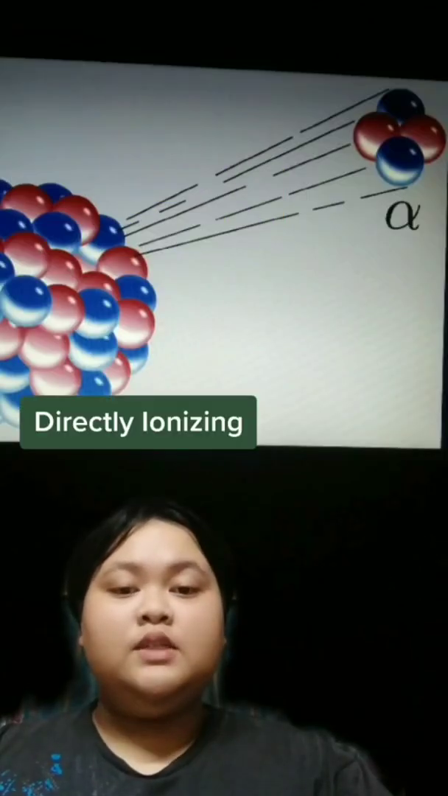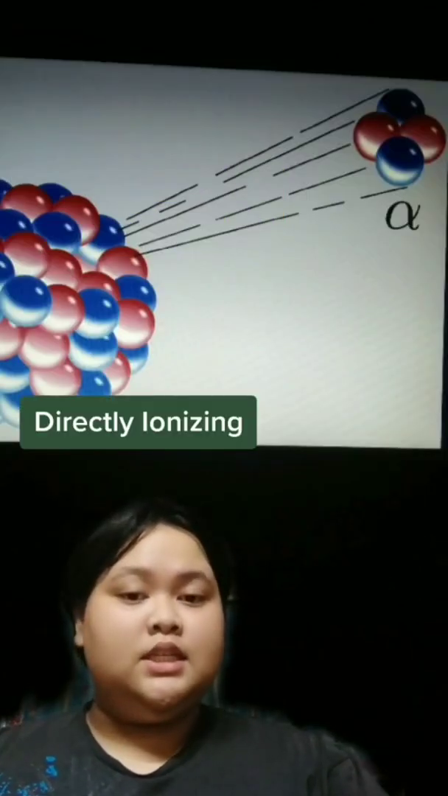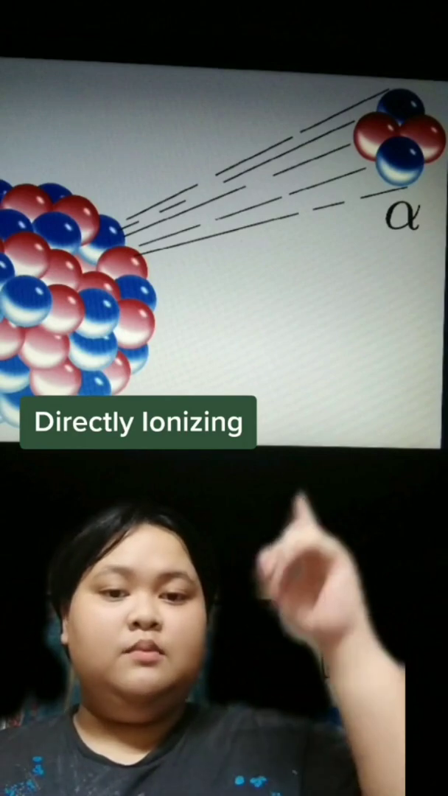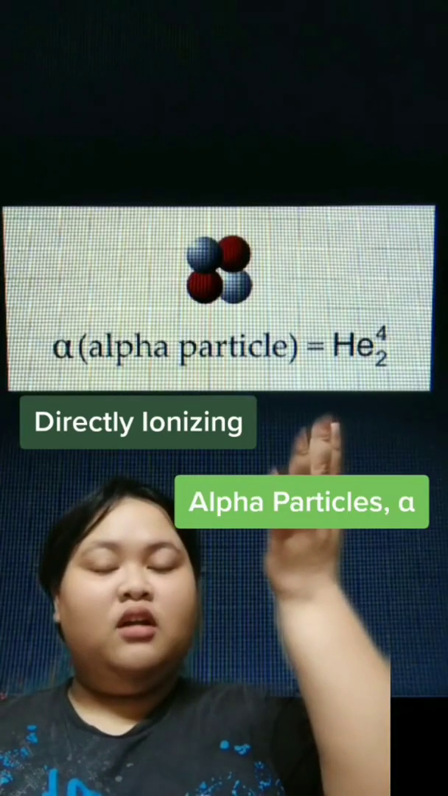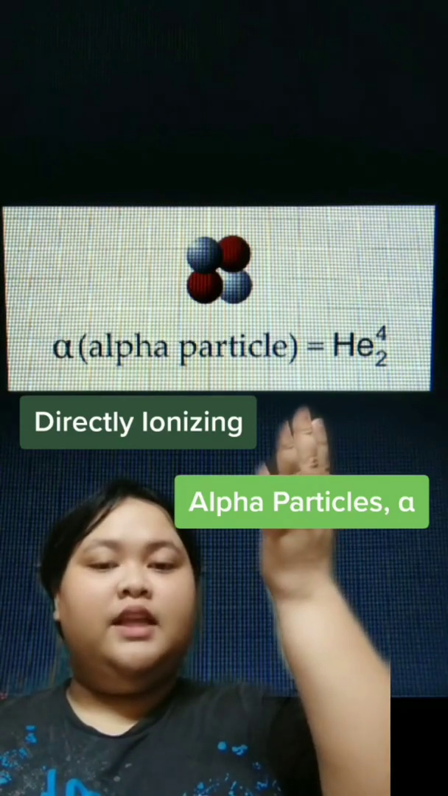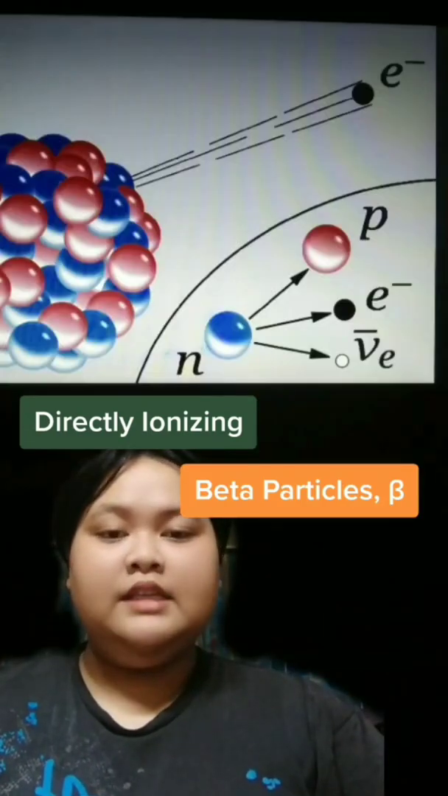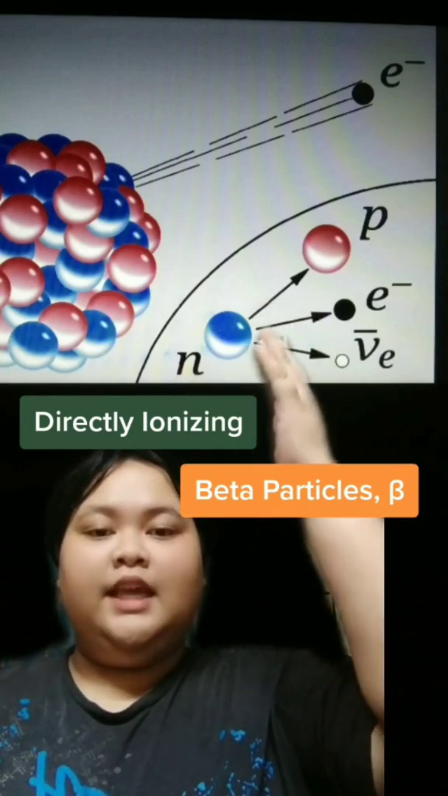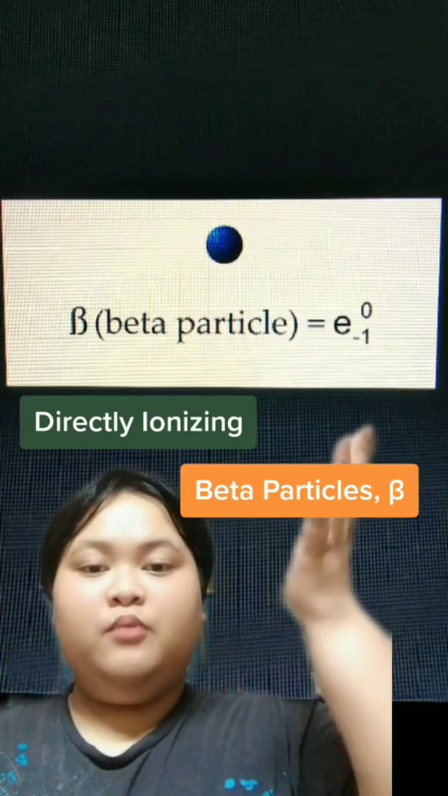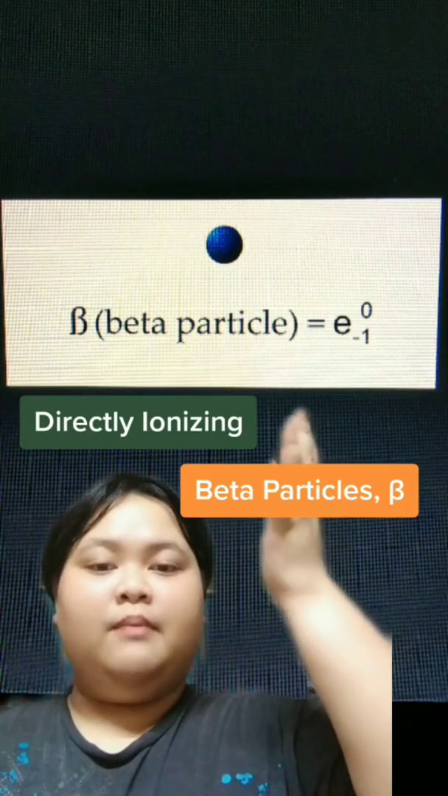For the first one, direct ionizing, there are alpha particles. This is before the alpha decay process, and this is the product of alpha particles after alpha decay. The second one for direct ionizing is beta particles. This is the process of beta decay, and this is the product from beta decay, which is beta particles.